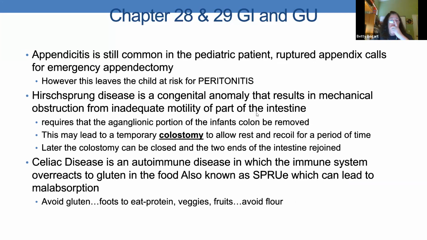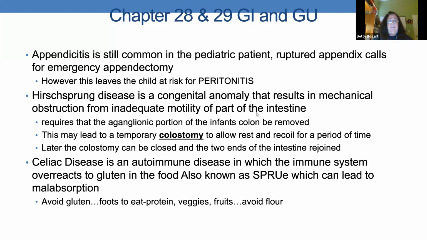Appendicitis, what do you think of? McBurney's point, right? And that's the right lower quadrant. We try to get these children to ultrasound and to surgery before it perforates. But our biggest risk is when it perforates, because what does it do? It spews all of the contents from the intestines into the abdominal cavity, causing peritonitis, which is a huge infection.